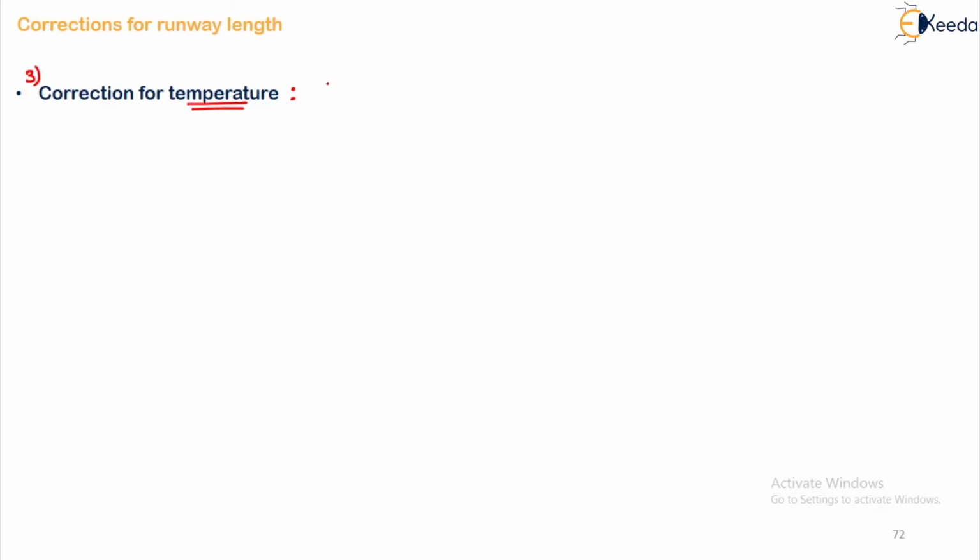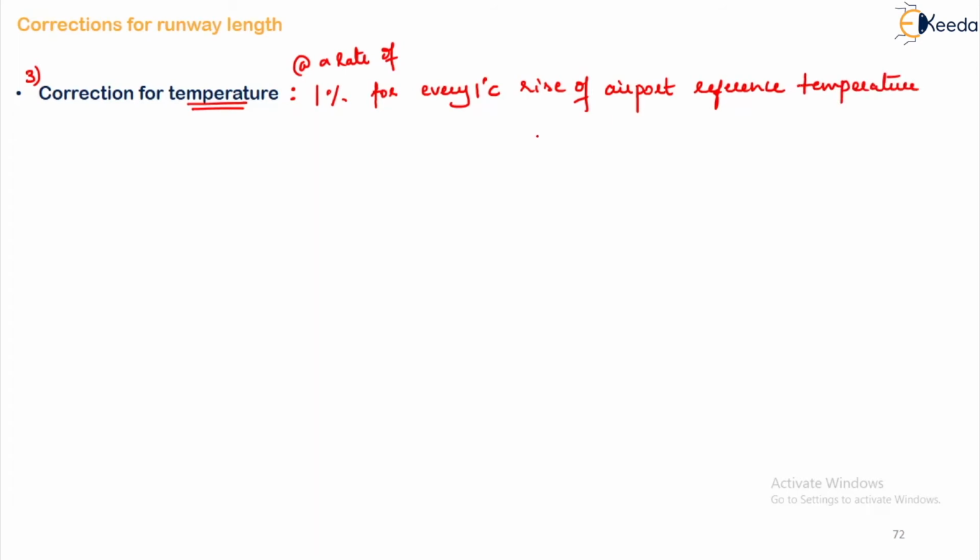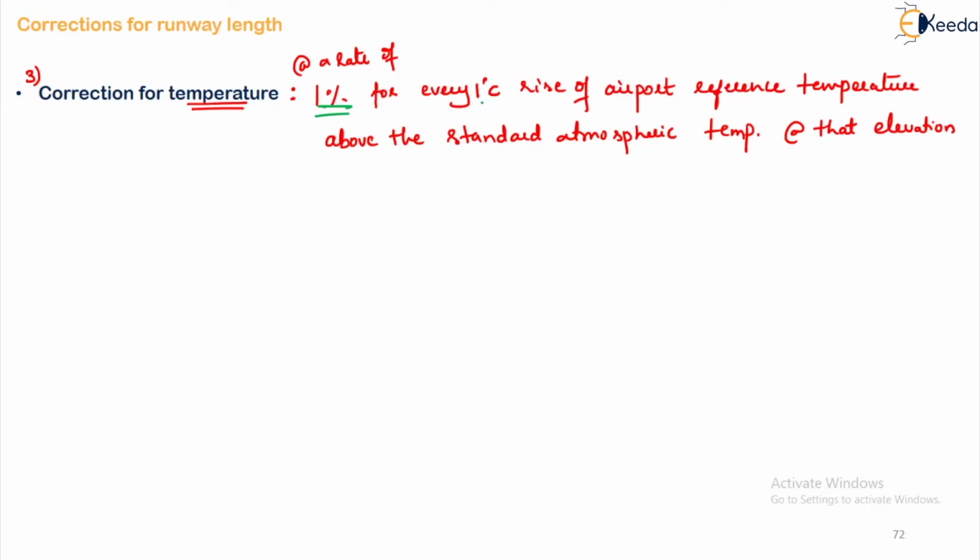First, we have to increase the basic runway length for elevation. The correction for elevation should be done, and then we increase at a rate of 1% for every 1 degree rise of airport reference temperature above the standard atmospheric temperature at that elevation. By this amount, we need to increase for every 1 degree centigrade.